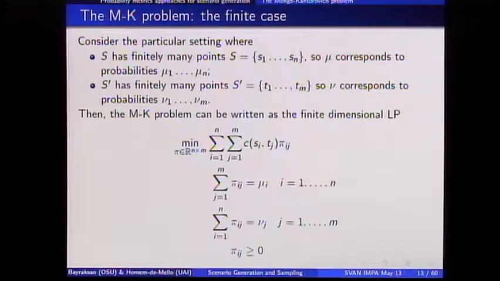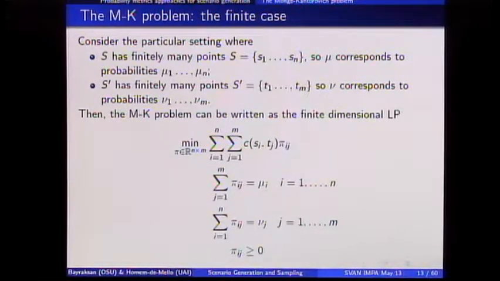Here's a concrete case, something palpable that we can handle. Imagine that we are in the case of finite sets. Suppose that my set S has finitely many points. So I can think of mu as being the probability of each point. Remember, mu is a distribution with n points, and nu is a distribution with m points. These are the supports of each distribution.